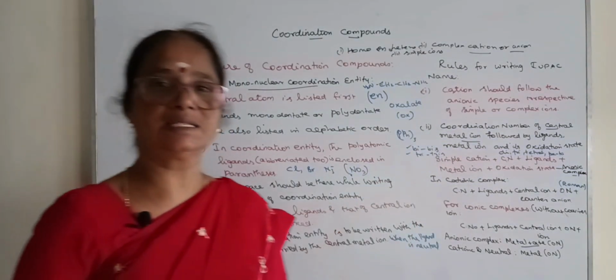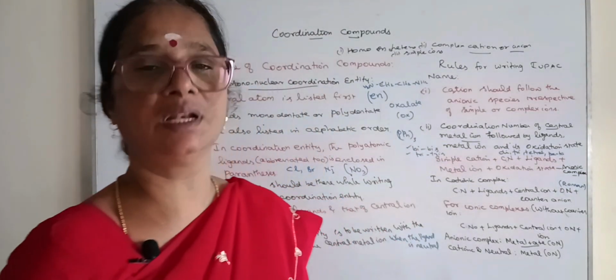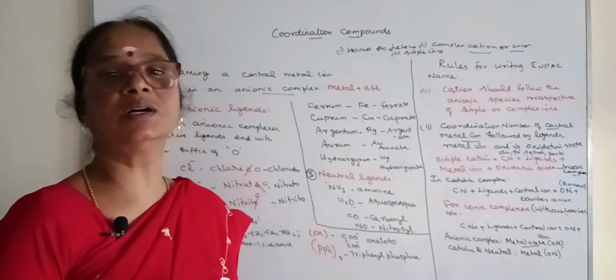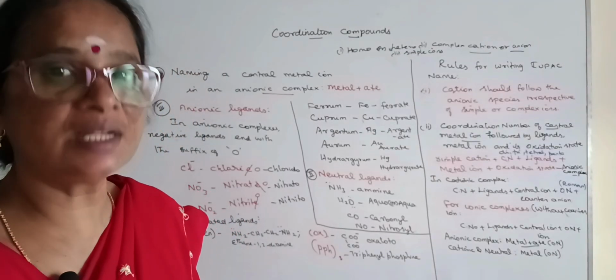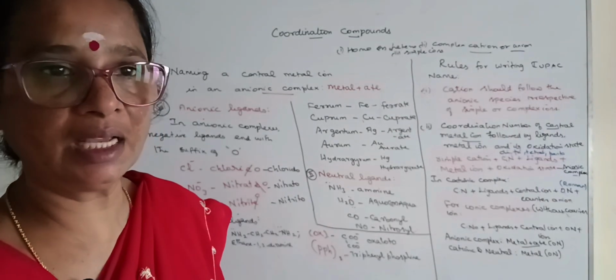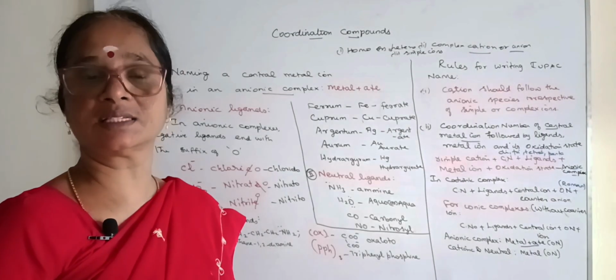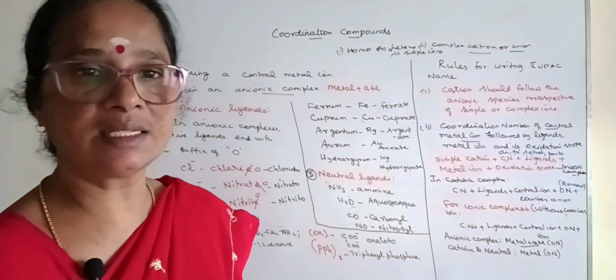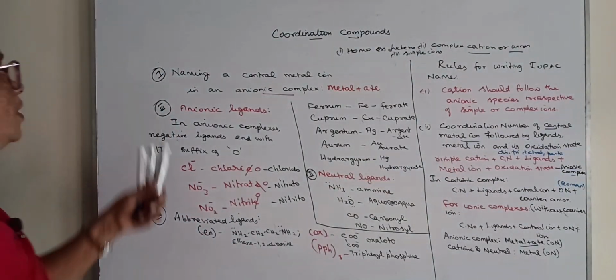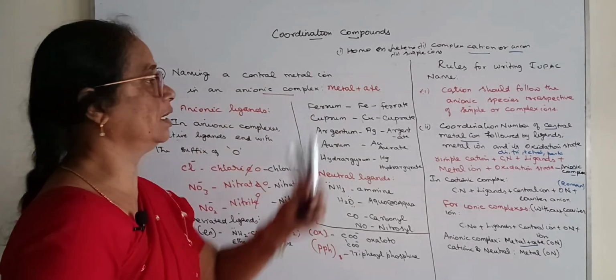Okay, let us discuss some examples now. Before naming a complex, we have to learn some more important information regarding the naming of the central metal ion, and the naming of ligands, which depends on their charge as well as the abbreviated ligands. So let us first see naming a central metal ion.